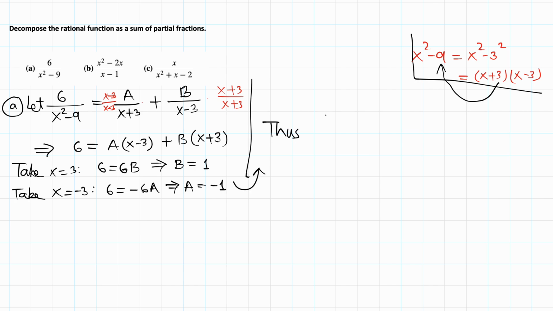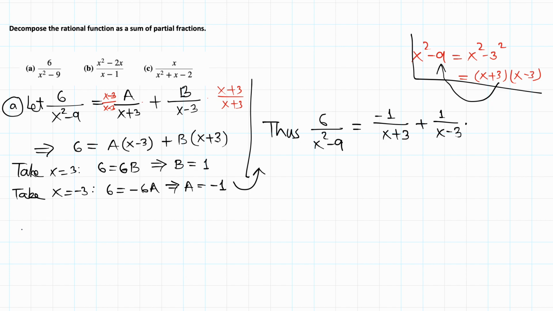Thus, this fraction 6 over x squared minus 9 is the same as A over x plus 3, where A is negative 1, so negative 1 over x plus 3, plus B over x minus 3, where B is 1, so 1 over x minus 3. So we decomposed this complex fraction as a sum of two simpler fractions.